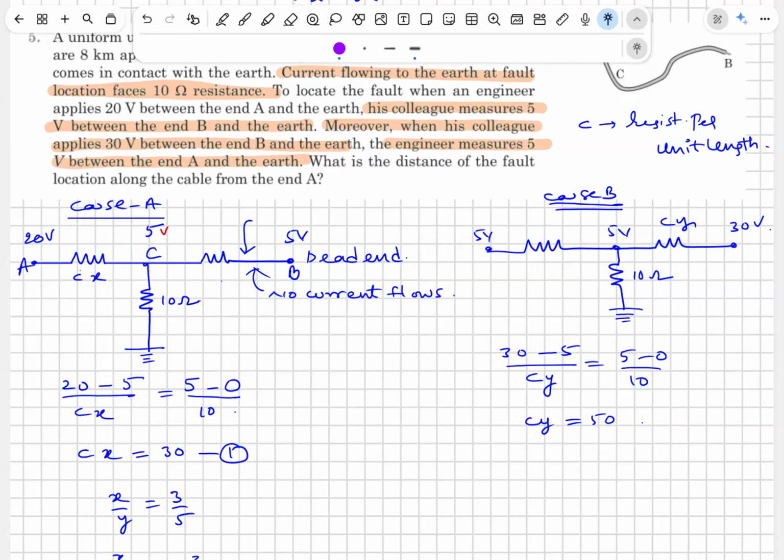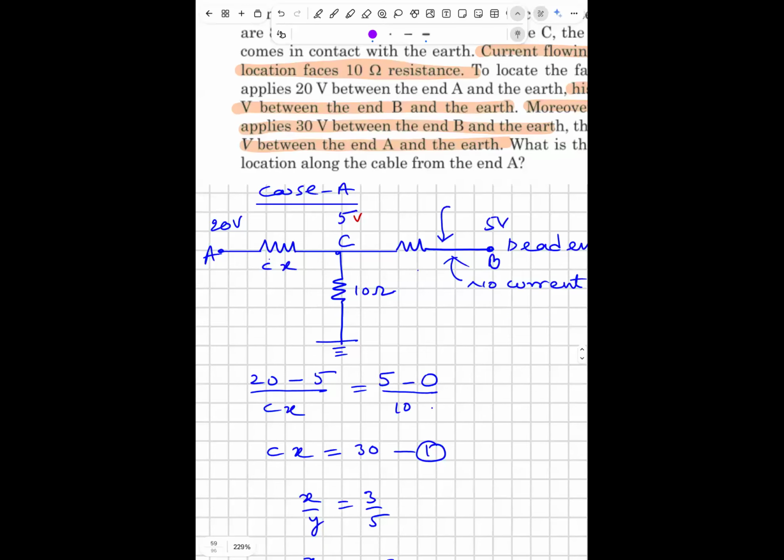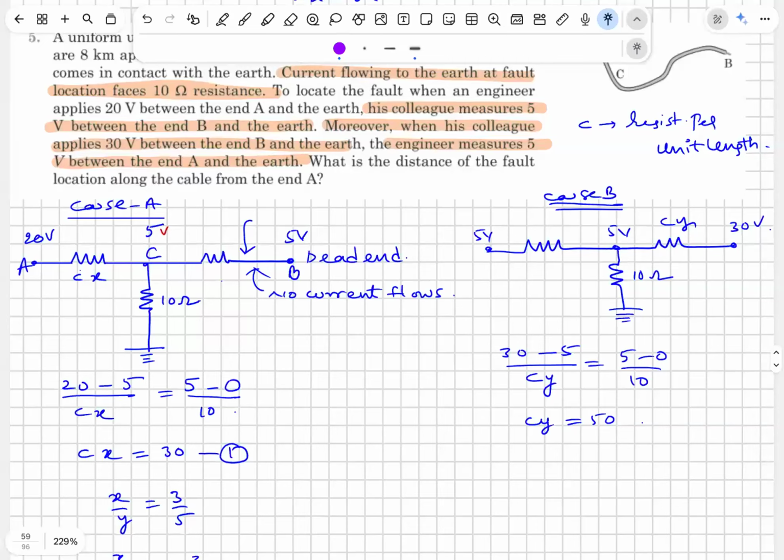I don't know C, by the way. I know Cx is 30. What is Cx? If this is X distance, that is, from end A the faulty part is at X distance, and Y distance from the other end, X plus Y is 8 kilometers.